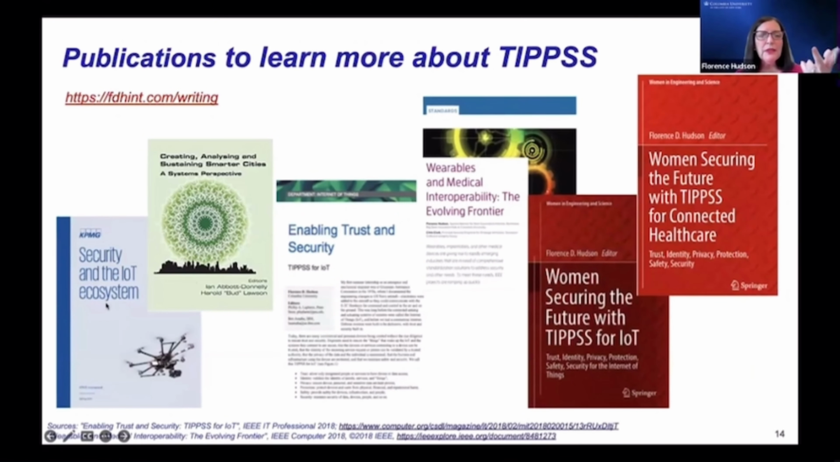I mentioned that briefly with the 2015 quote from me when I was still at IBM. Another one in smart cities, creating, analyzing, and sustaining smarter cities. And there's a tips chapter in there, as well as a couple of IEEE articles, enabling trust and security, tips for IoT, wearables and medical interoperability, the evolving frontier. And we have a couple of Springer books as well.